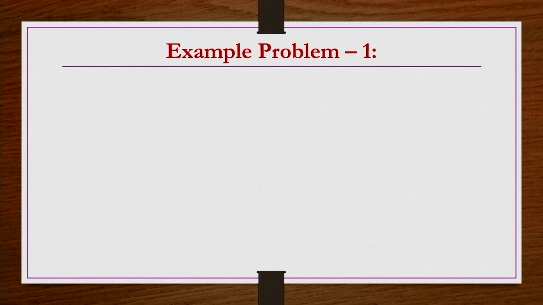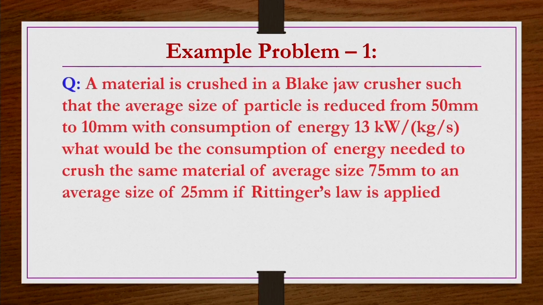Now we take an example problem before going to the next crushing law. A material is crushed in a crusher. The feed size is 50 mm and you are expected to have a product average size of 10 mm. For this case, the energy consumption is 13 kilowatt per kg per second. So kilowatt is power, kg per second is a mass rate. That means P by m dot is given. Feed size is given, product size is given, and P by m dot is given. So from this information one can find out the proportionality constant Kr, Rittinger's constant.